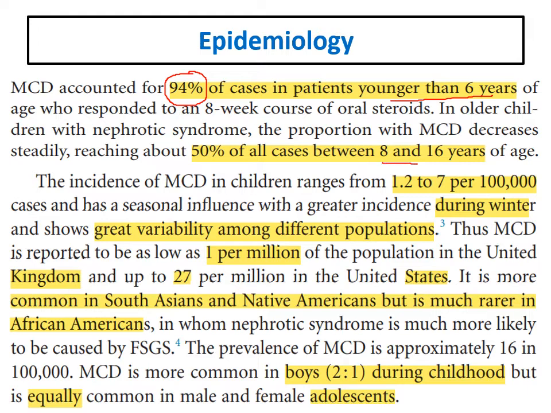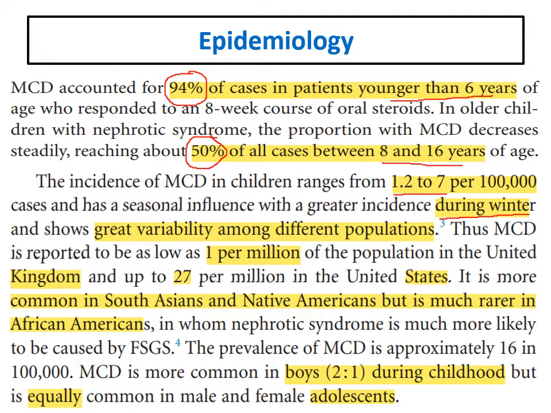Between the ages of 8 and 16 years, minimal change accounts for 50% of cases of nephrotic syndrome. So 50% of nephrotic syndrome cases are caused by minimal change, while in younger age it accounts for 94%. Incidence ranges from 1.2 to 7 per 100,000. Cases of nephrotic syndrome increase during winter.